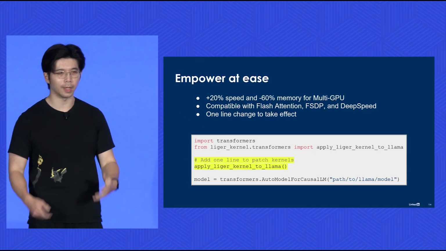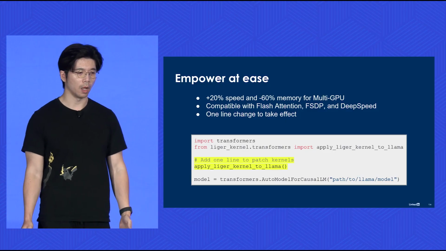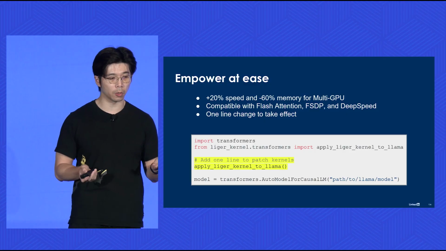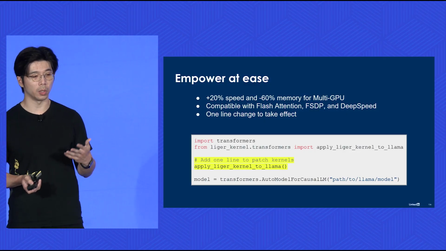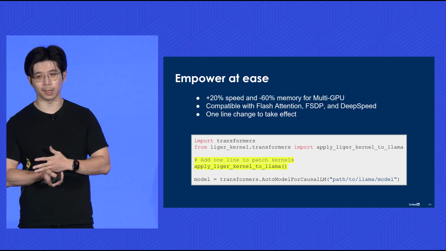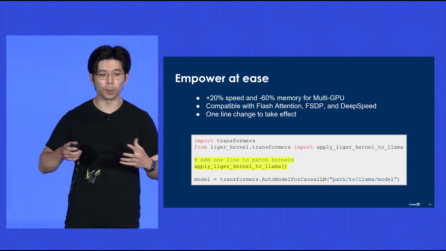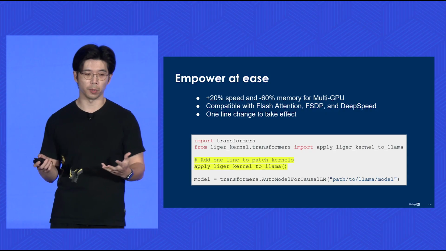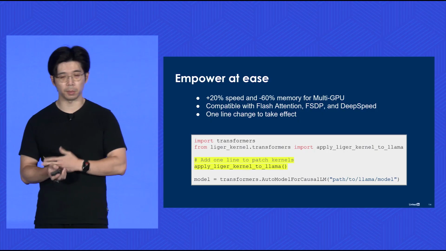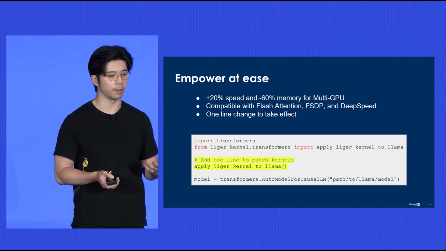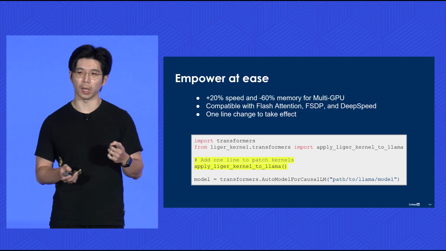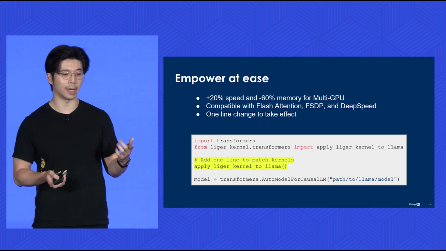After some trial and error to really understand how Triton works, we were able to ship, I would say, a fleet of Triton kernels that speeds up training by 20% and, most importantly, slashes memory usage by 60%. That really opens up space for higher training throughput. We're also making it compatible with Flash Attention, FSDP, and DeepSpeed to make sure developers can benefit from all the good tools. What's most important is that all it takes is just a one-liner change to make Liger kernel work for a model.